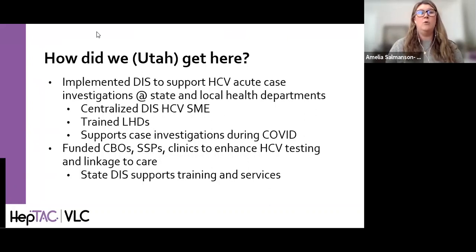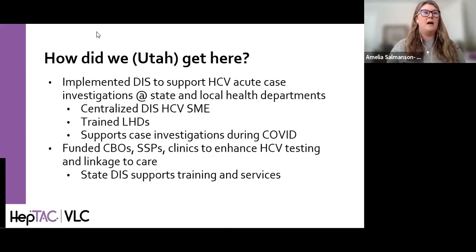And even fewer were doing linkage to care services due to lack of resources and funding. So we were really trying to enhance this and get the ball rolling at the state department level. This did provide a centralized DIS Hep C subject matter expert. I should note prior to 2017, we did not have any funding for hepatitis C, and so really we were doing very passive surveillance prior to that year, and we're not doing case investigations or linkage to care services.